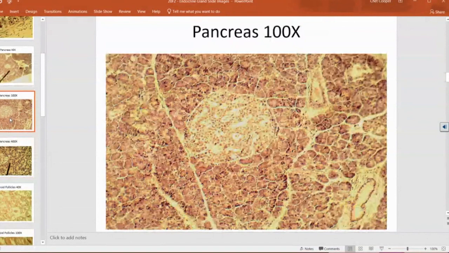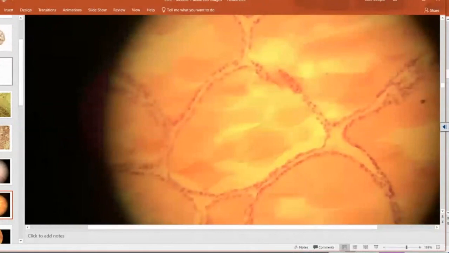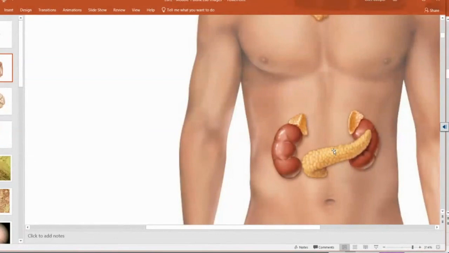That's a better one. Where's your pancreas? Good. So it's in your abdominal area. Notice I did not say cavity. I'm being very particular right now because it's not in your abdomen. It's behind it, but it's in your abdominal area, kind of between the kidneys there. Let's go back to that picture where we saw that. Yeah, right in there.